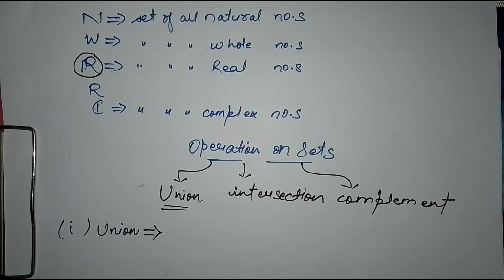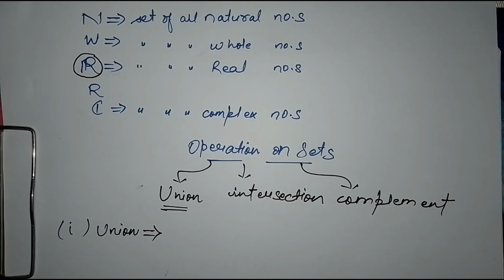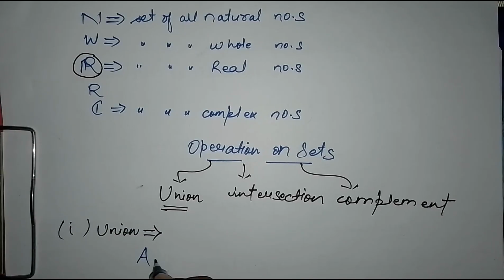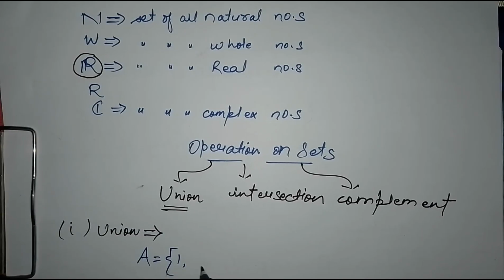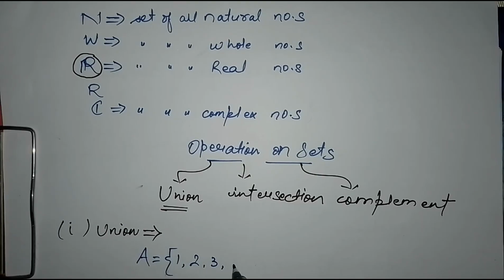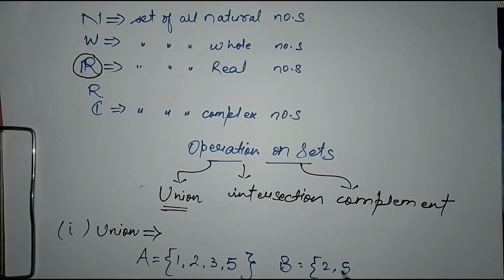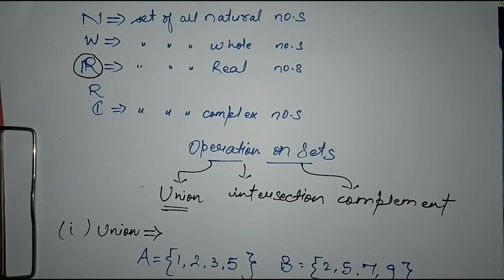So what do you mean by union of sets? If you know the answer, pause the video and think about it for a while. Now, union of two sets is a set which contains all the elements that are present in either of the sets. Let me give you an example. Let's say I have two sets, A, which has elements 1, 2, 3 and 5, and a set B which has elements 2, 5, 7 and 9.